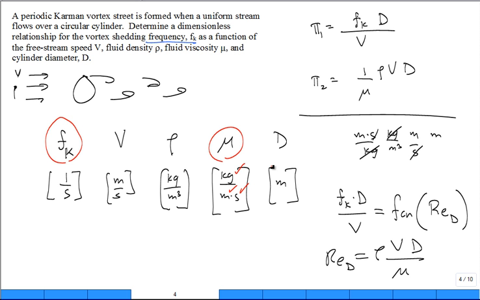Yeah. What you might do is, if you got a bunch of data, you would collapse the data into this one pi group, f of k d over v. The second pi group would be the Reynolds number. Maybe the data plotted like that, and you would fit a curve to it, and then use that curve fit in future cases. Right? Okay. I just made up the trend in that. I don't know which way this one goes, if it's down and up or down something.